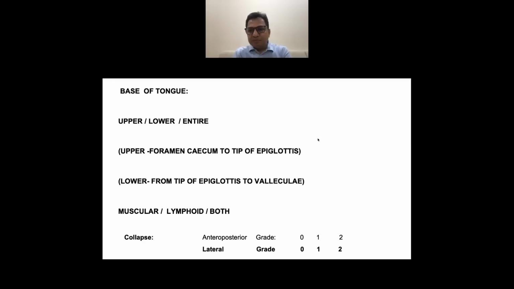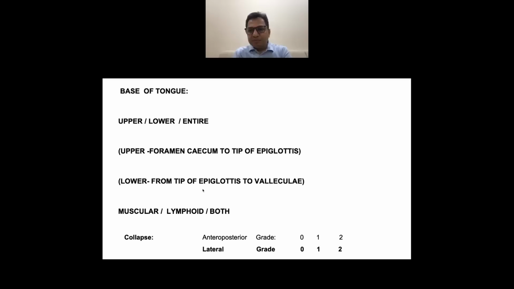Coming to the base of the tongue. The base of the tongue could be collapsing, say, only in the upper part, only in the lower part, or in the entire part. What is the upper part? Foramen cecum to the tip of the epiglottis. What is the lower part? From the tip of the epiglottis to the vallecula. And then it could be muscular, it could be lymphoid, it could be both. And then it could be collapsing as grade 0, 1, 2, 3 in the anterior-posterior direction or the lateral direction. The lateral direction was again not defined earlier.